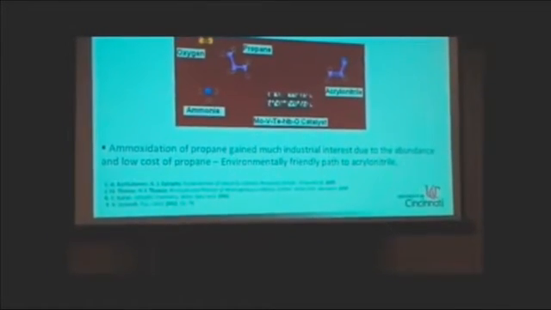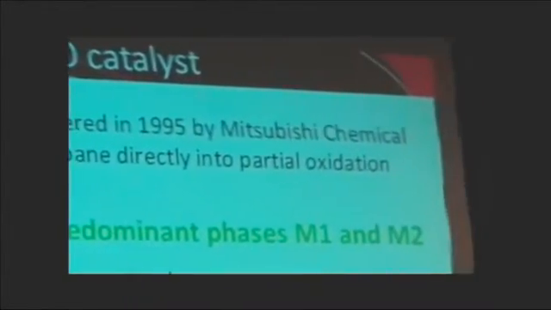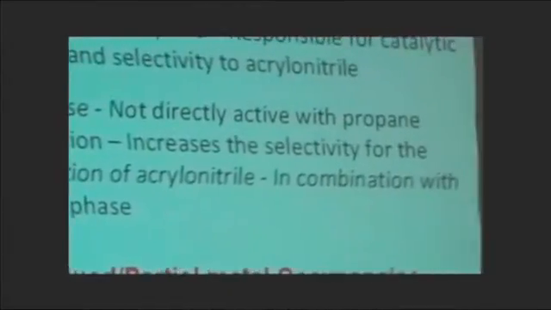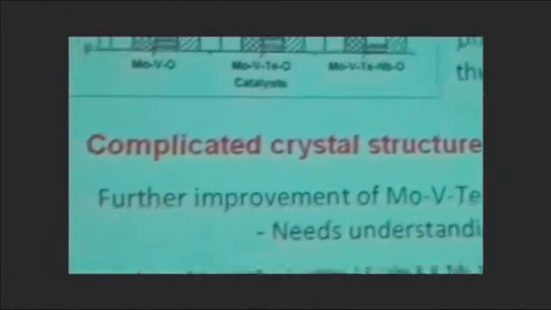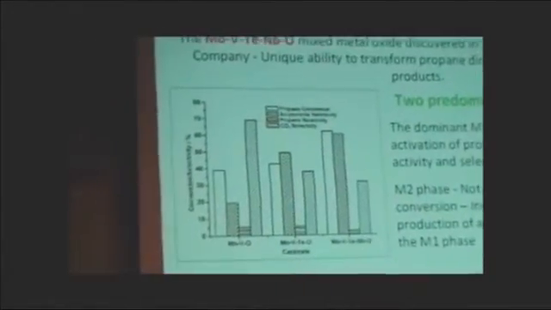Initially I will talk about a few structural aspects of this catalyst and explain how we are going to use quantum mechanics to explain this reaction. This catalyst was discovered in 1995 by Mitsubishi Chemical Company, and it has been found to possess a unique ability to transform propane into its partial oxidation product, namely acrylonitrile. This catalyst has been found to possess two phases, out of which the dominant phase M1 has been found to have selectivity and activation of propane. It is responsible for catalytic activity and selectivity to acrylonitrile, while the M2 phase is not directly involved in the propane ammoxidation reaction, but it has been found to increase the selectivity of the reaction when it is present together with the M1 phase.